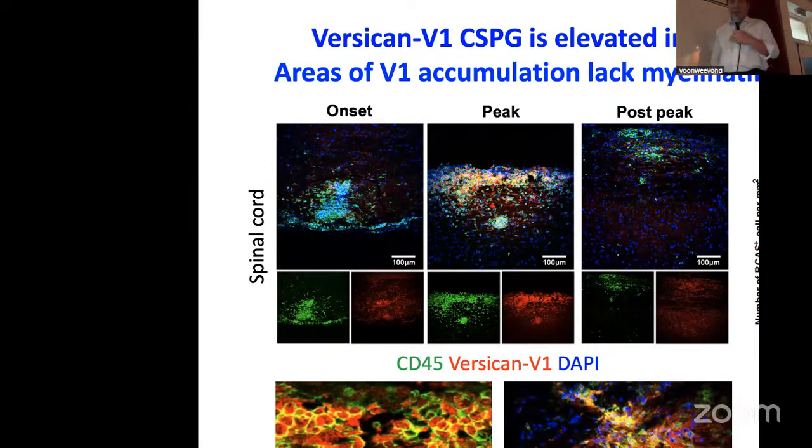Here is a correlation looking at plaques with low Versican V1 and high Versican V1 expression, looking at BCAS positive cells that Wendy showed us this morning, where these are pre-myelinating cells committed to oligodendrocyte myelination. And you can see that in areas of high Versican accumulation, this tends to be areas that are low in BCAS positive cells.